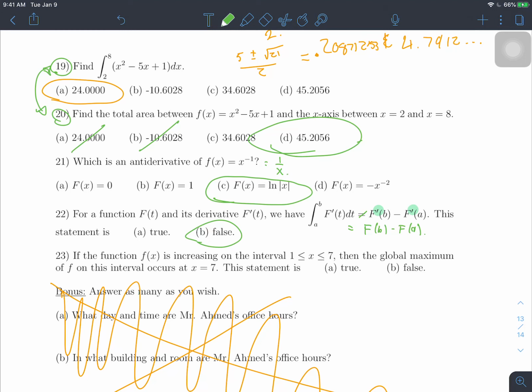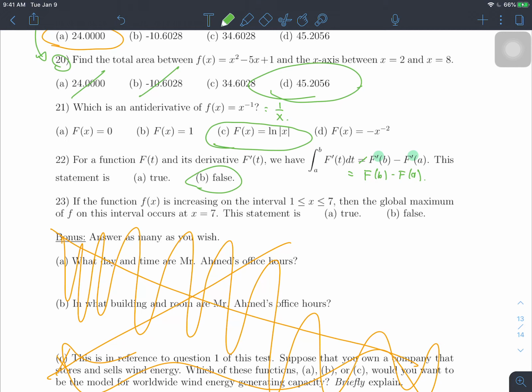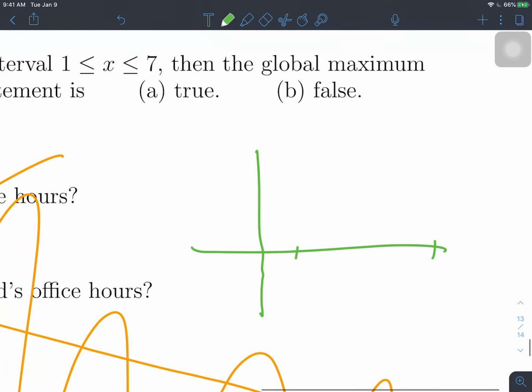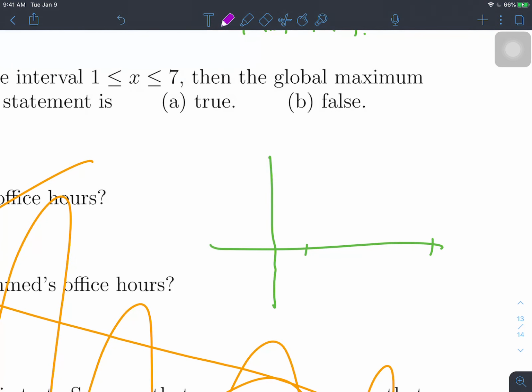Okay, finally, another true-false question. If f of x is increasing on the interval 1 to 7, then the global maximum of f on this interval occurs at x equals 7. Well, let's draw a picture. We have 1 and 7, and we have a function. We don't know its values, but we know that it's increasing on the entire interval, so it's generally going up the whole time. It might look like a line, which is going up, or it could be curvy, but at no point should it go down. Okay, it's increasing.